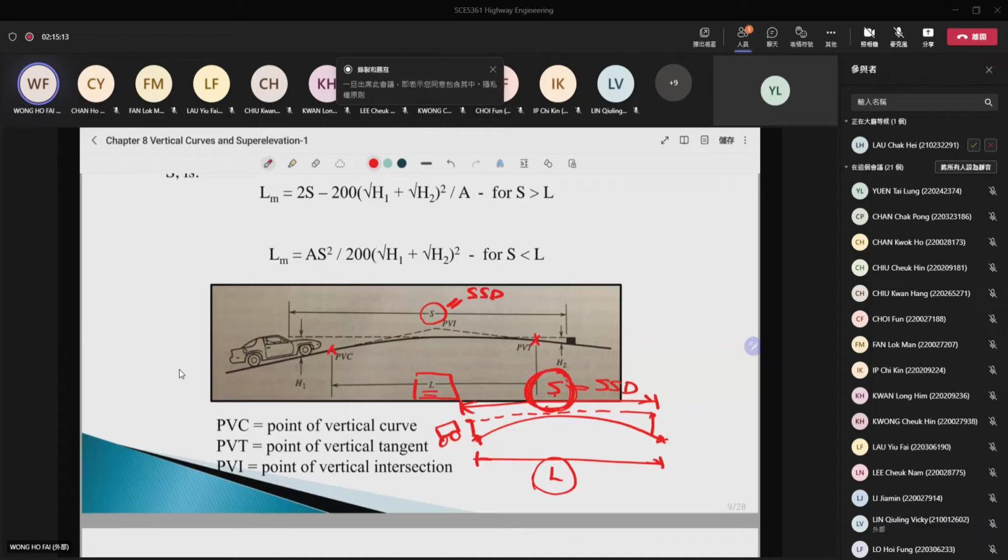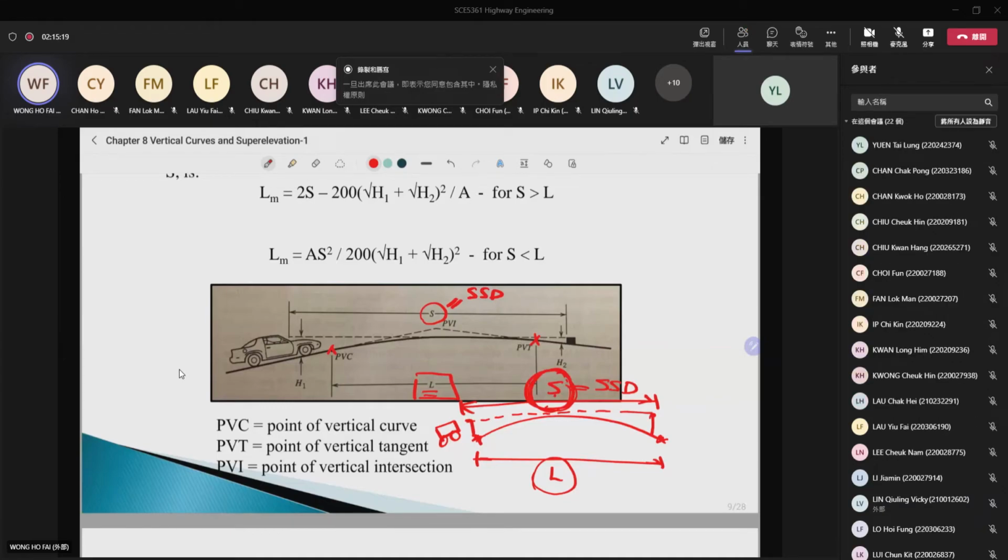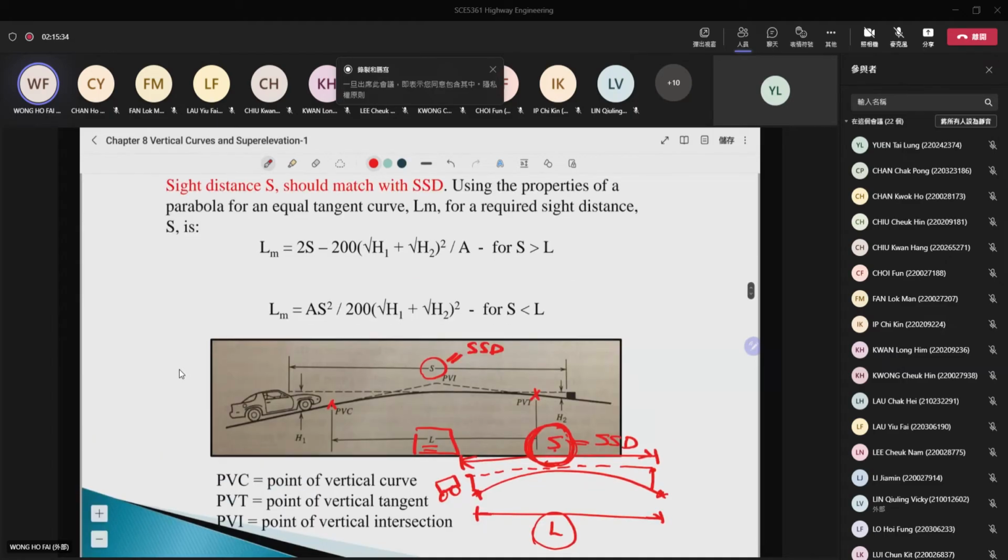And then L is the length that you have to provide for the vertical curve, so that S is equal to SSD. And you know that the vertical curve is a parabola, so you can derive this equation. Now, I'm not going to show the derivation for this one. You just need to use the equation.